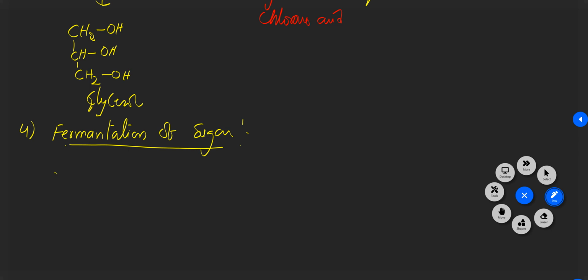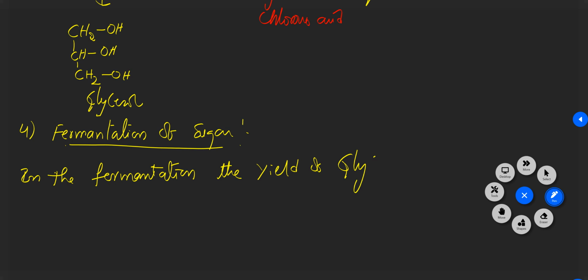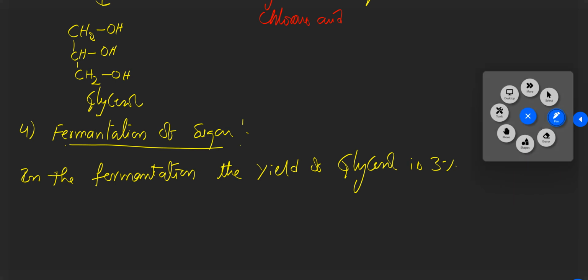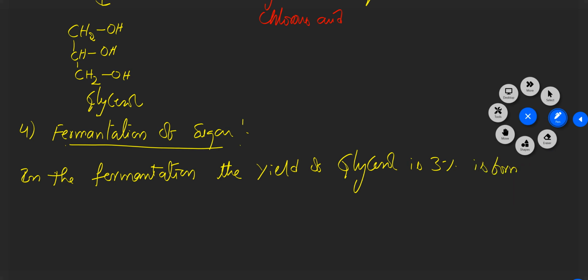In the fermentation of alcohol, how much percentage of glycerol is formed? Only 3% of glycerol is formed. So how can you increase this percentage? We need to do this fermentation process in the presence of sodium sulfite.